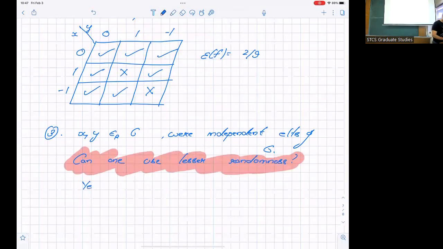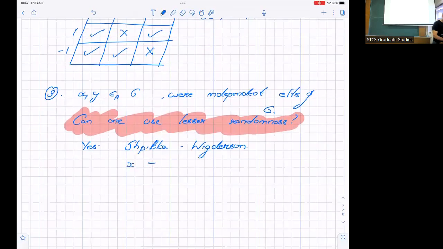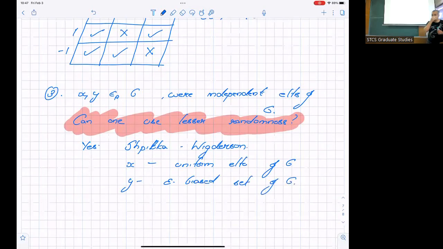And the answer in fact is yes. This was answered by Shrika and Peterson. X is a uniform element, and Y comes from an epsilon biased set. That suffices actually for the test.